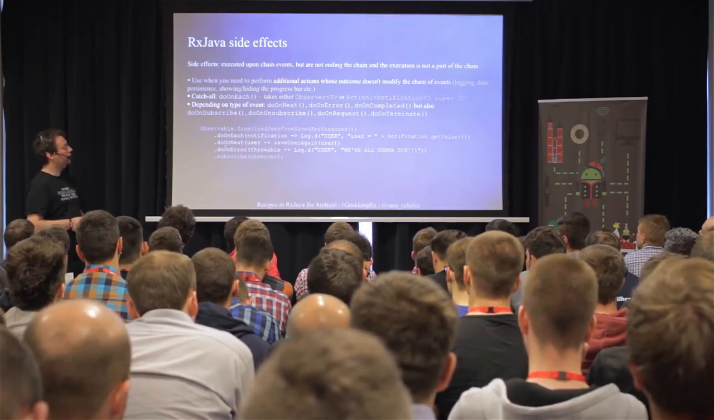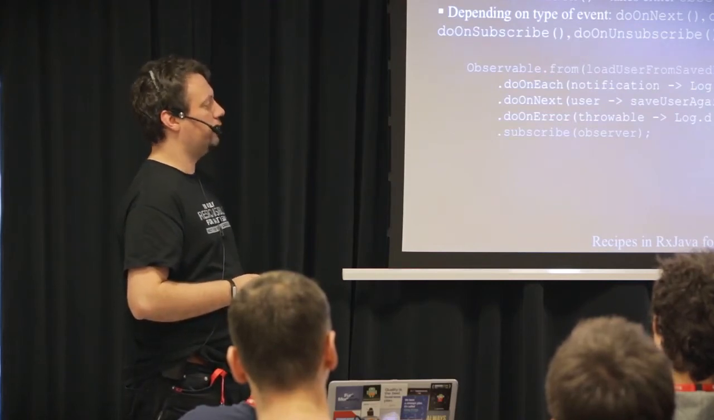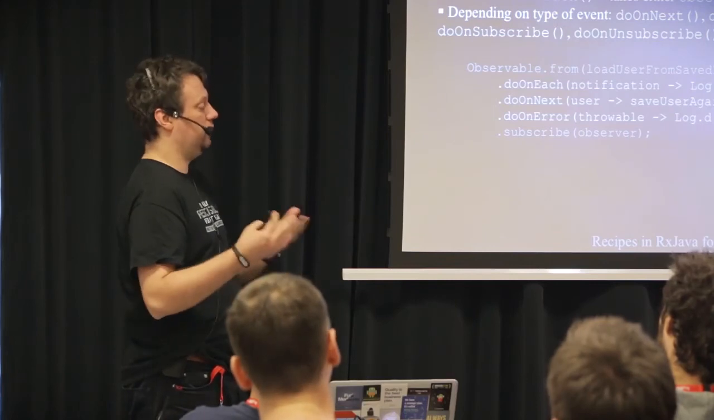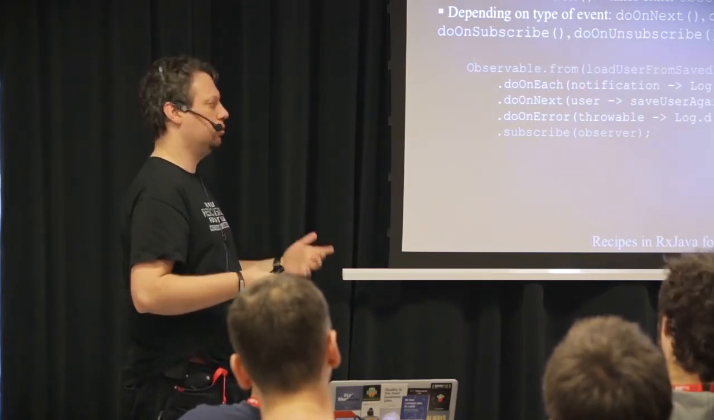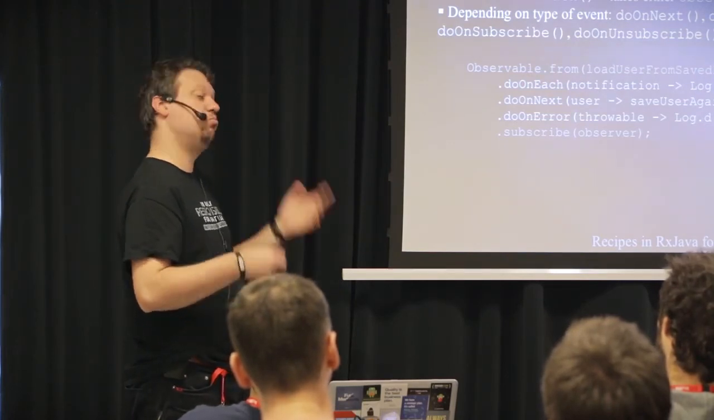And then, beyond doOnEach, you also have doOnNext, doOnError, and doOnCompleted, which will just be called in case those events happen. So you can do logging in doOnEach, so you know everything that happens, but you can also do it just in doOnError, and in doOnNext do something else.